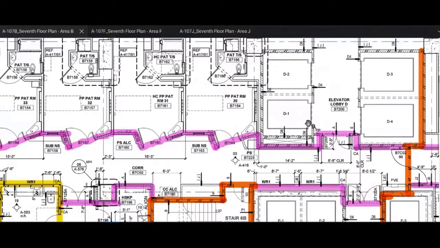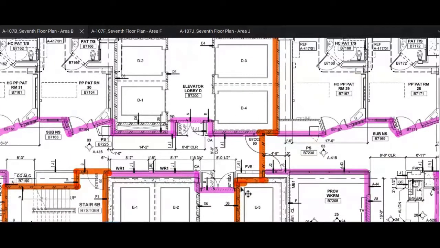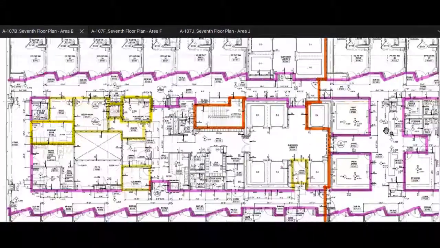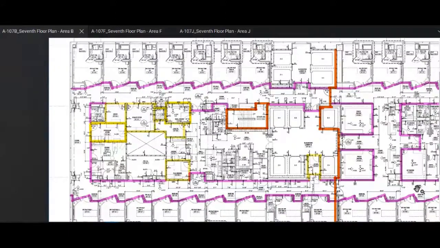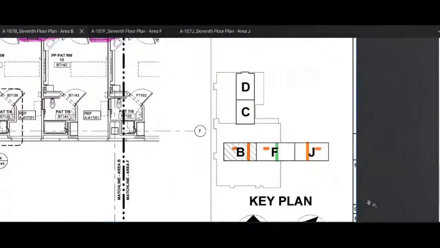The patient rooms are on a regular corridor smoke partition, non-rated. Here is a horizontal exit that is 2-hour fire barrier with 90-minute cross-corridor double egress doors. And then I can pan out and take a look at the overall plan and say, yes, I see the continuity. Those doors are rated.